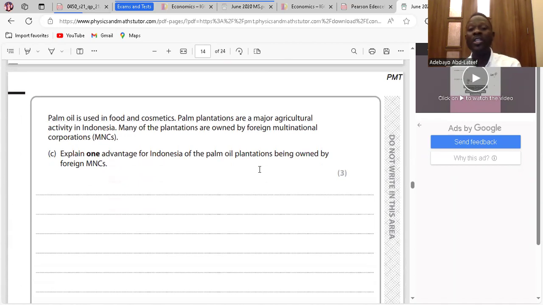Explain one advantage for Indonesia of the palm oil plantations being owned by MNCs. Well, MNCs setting up in the country bring about employment opportunity. Therefore, the advantage of MNCs having the palm oil plantation in Indonesia means they will employ more workers as it is labor intensive. This will increase the income level of Indonesia. Okay. So we'll move on.